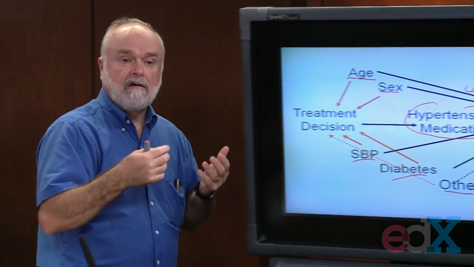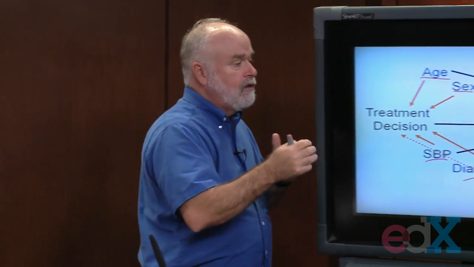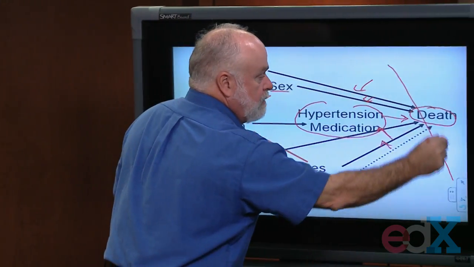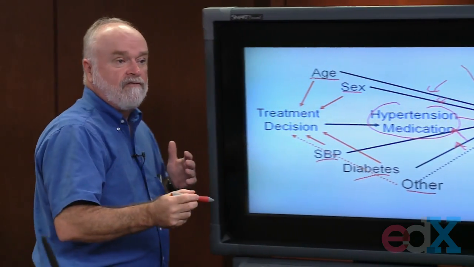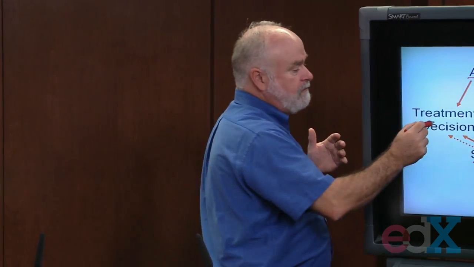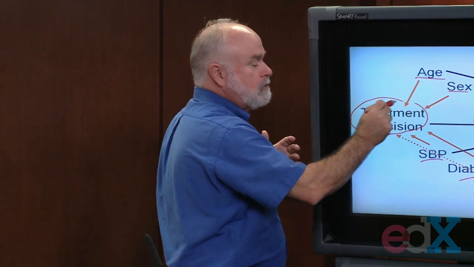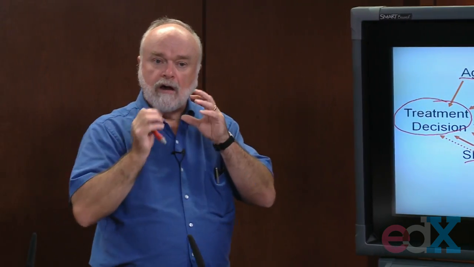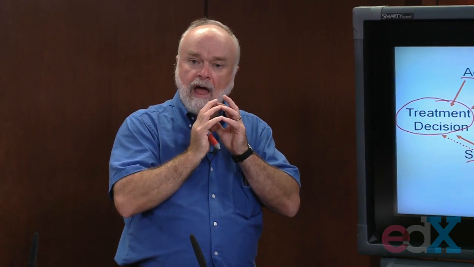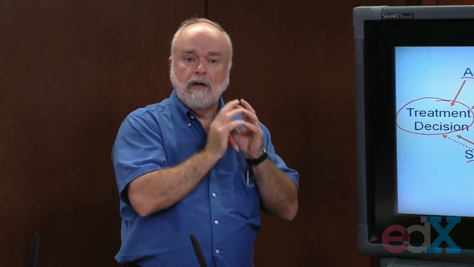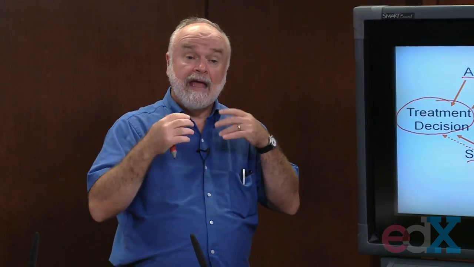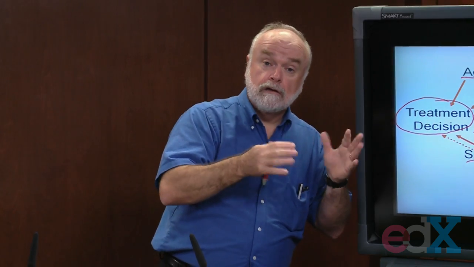Now we're going to switch gears. We're not even going to look at death at all for the time being. We're just going to focus on the connections between the confounders and the decision to treat or not. We're going to try to mathematically quantify how a person's age, sex, blood pressure, diabetes status, etc. influence the decision to put a person on hypertension medication or not.